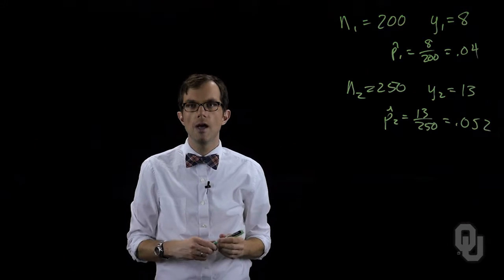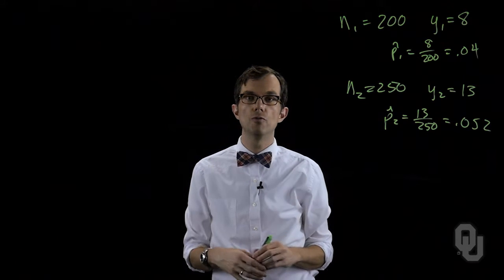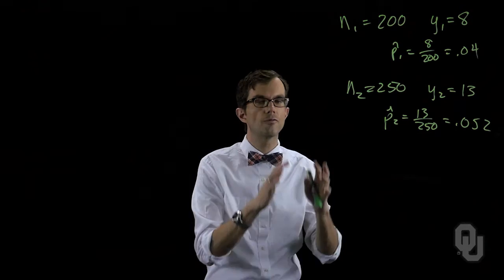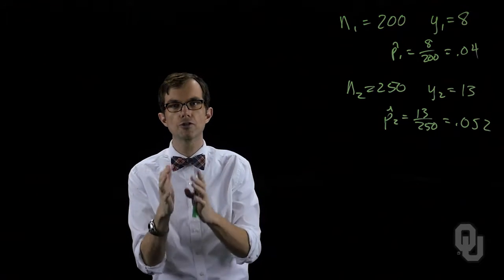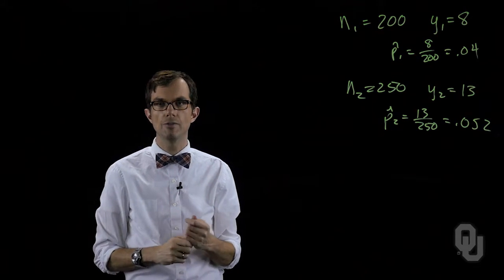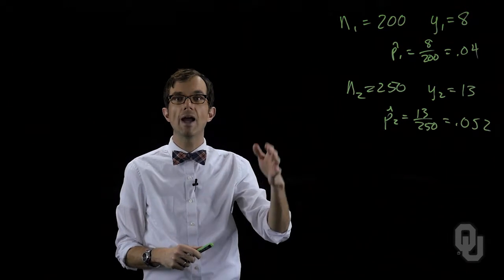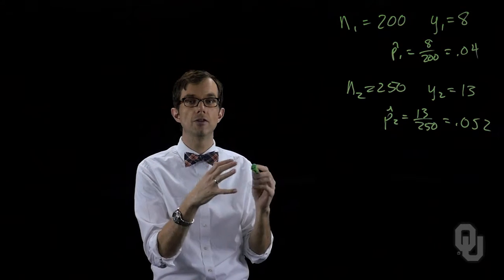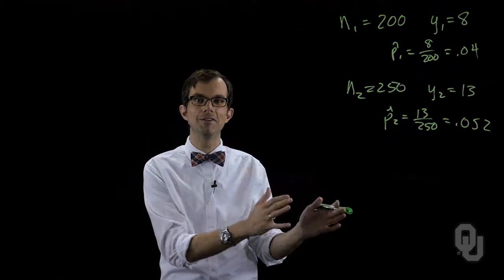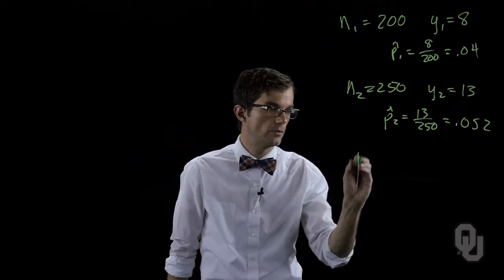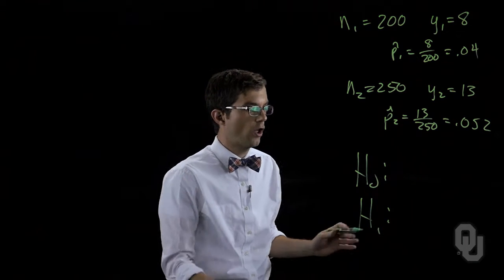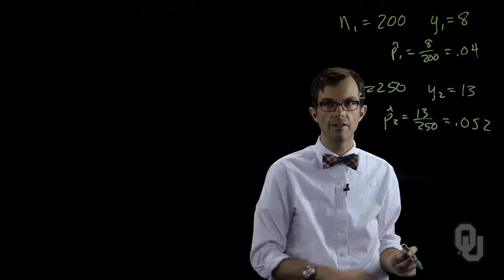Okay? And let's say we want to know if Supplier 2 produces a larger proportion of defective chips. That would mean P1 minus P2 would be negative. If P2 is larger, then P1 minus P2 would be a negative number. Larger implies something in the alternative.